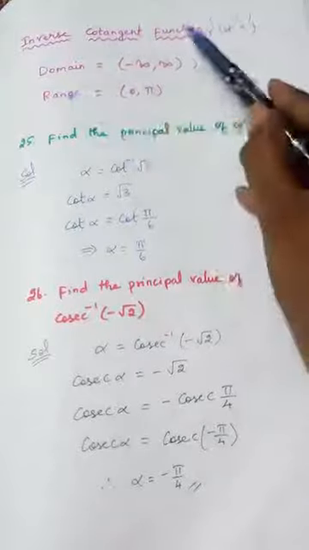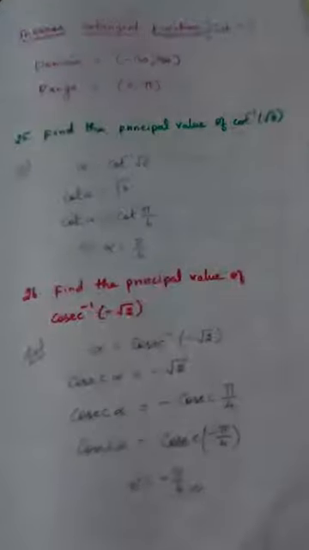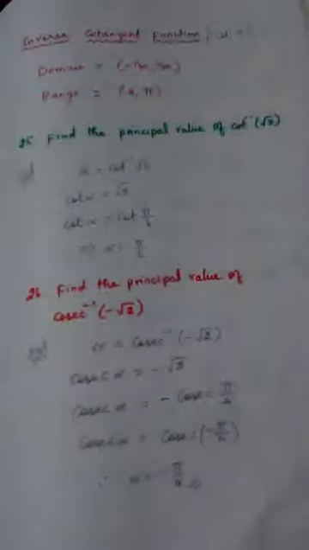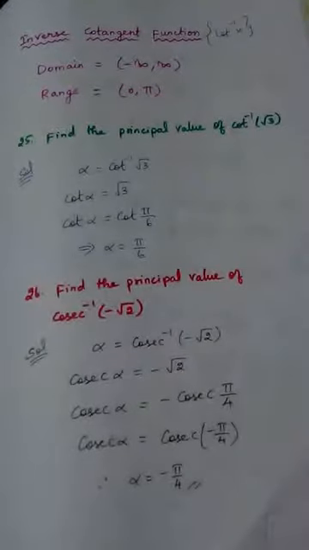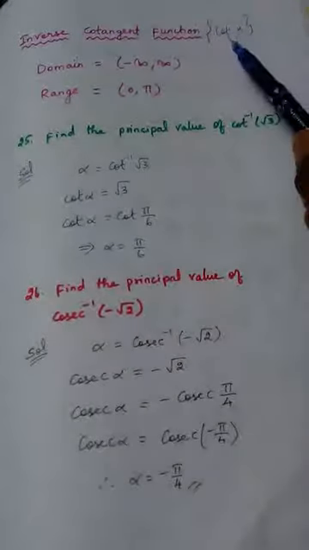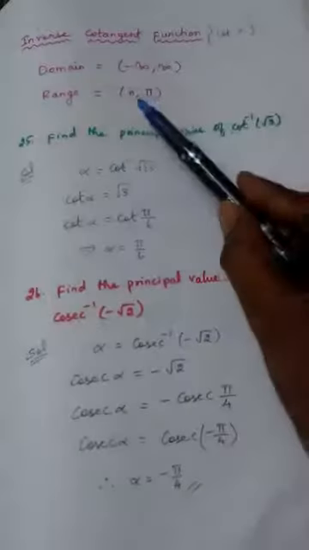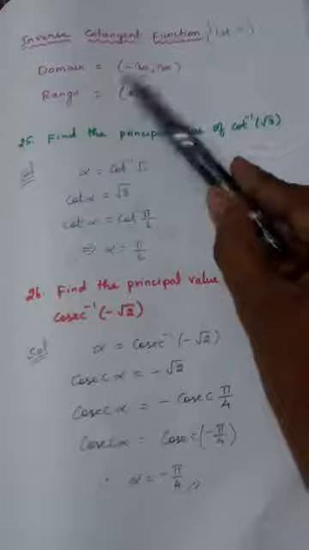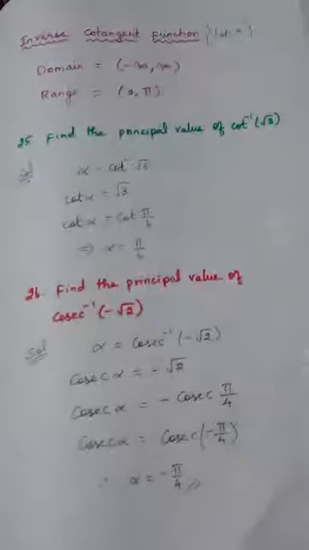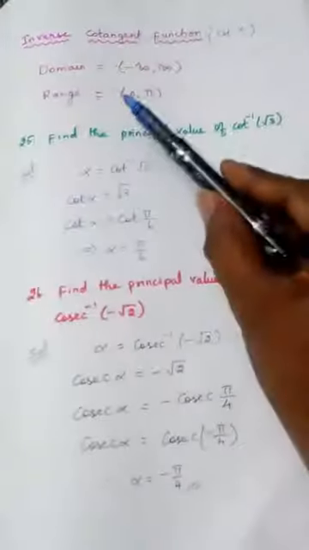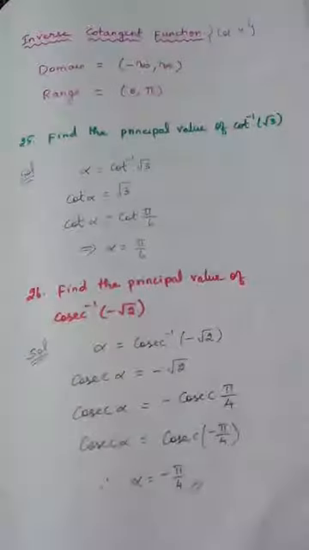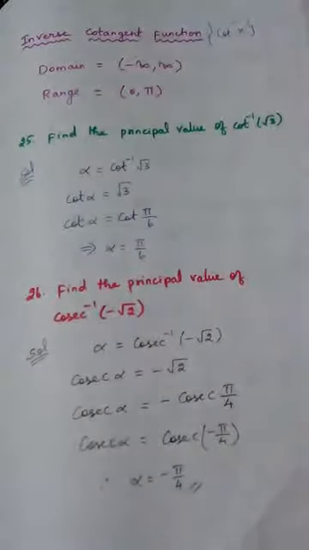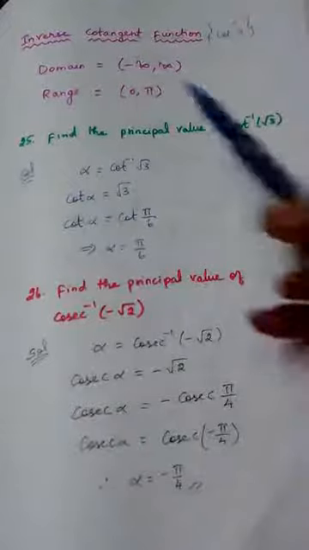But the range of cot inverse x is the open interval 0, pi. So this is different from tan. There it is minus pi by 2 to plus pi by 2. Here it is 0 to pi. So now with this we will see a few problems.